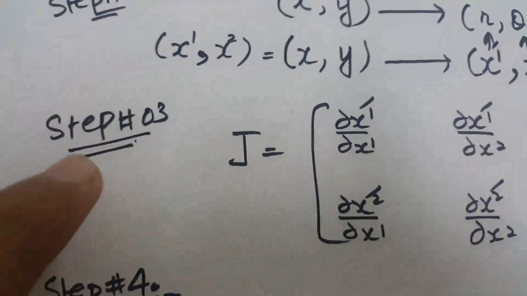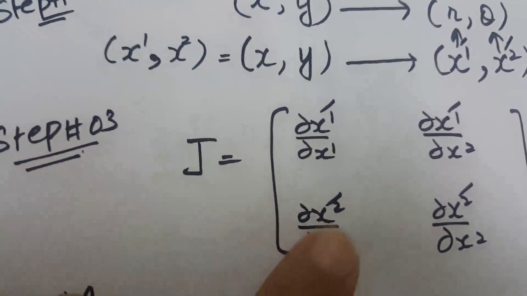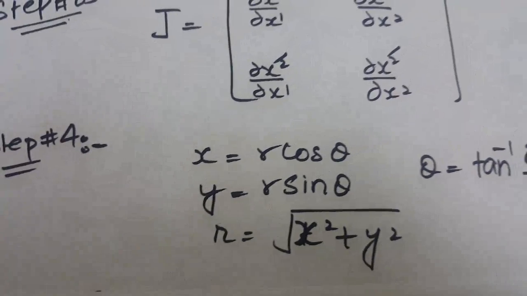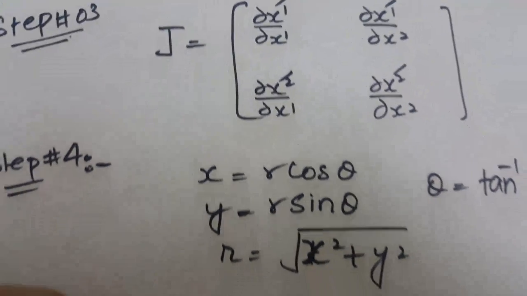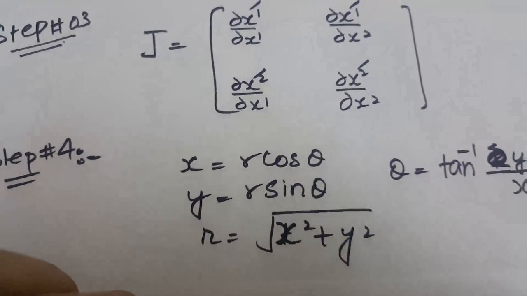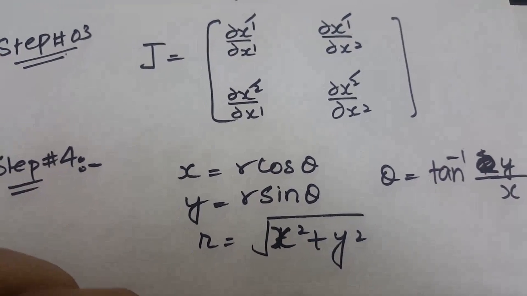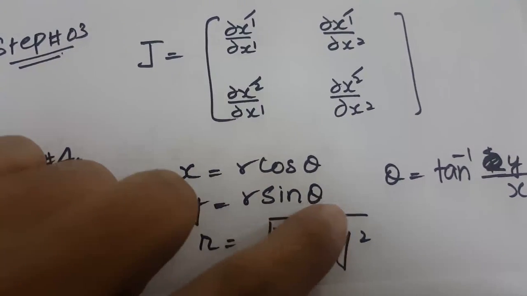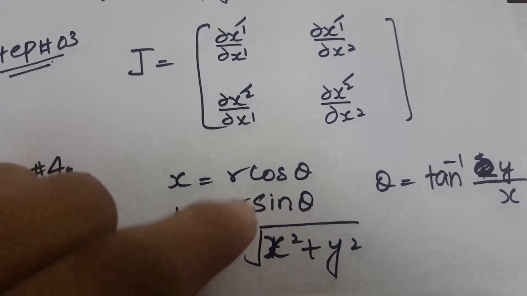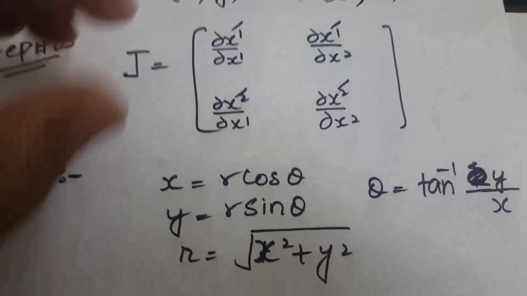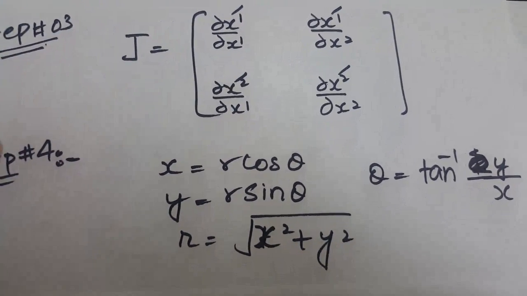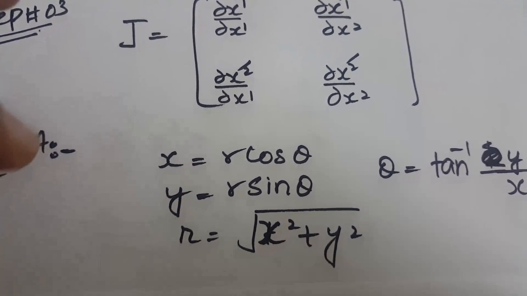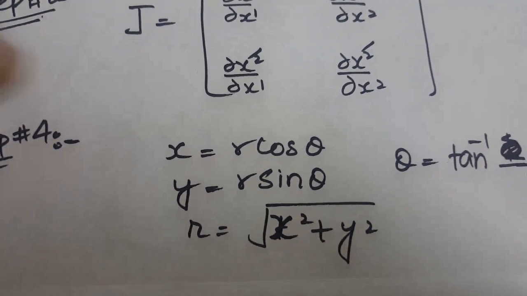Till now we are calling it step number 3, that is the formation of Jacobi transformation matrix. And step number 4, that is very important, is the relationship between Cartesian coordinates and polar coordinates. In Cartesian coordinates we deal with x and y, and in polar coordinates we deal with theta and r. So as in our question, we are going to transform a Cartesian into polar coordinates, so we have to write the relationship between these two coordinate systems.